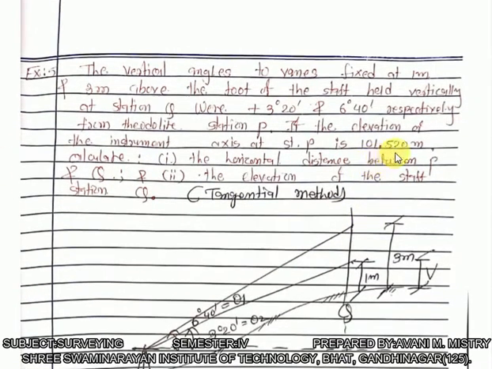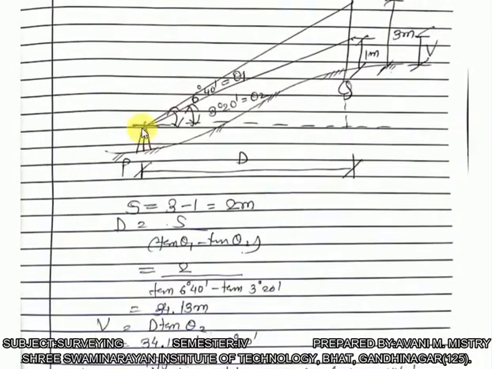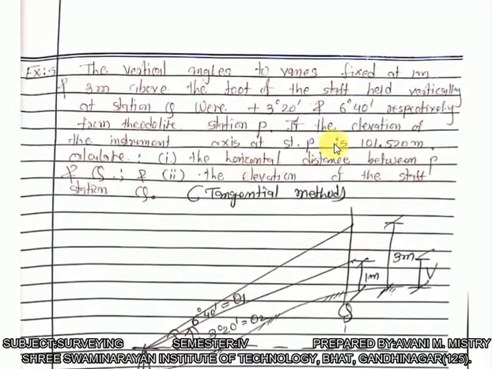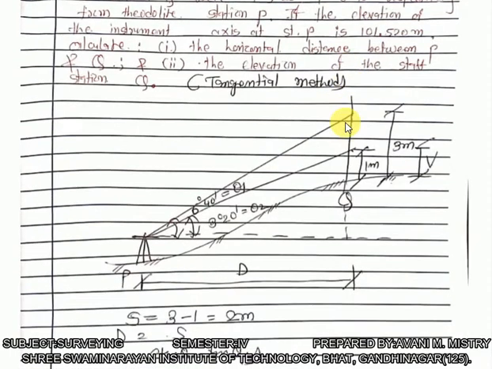This example is related to the tangential method. We fix two targets at 3 meter and 1 meter. At the 1 meter target, we have an angle of 3 degree 20 minute. At the 3 meter target, we have an angle of 6 degree 40 minute. Then find out the value of S.